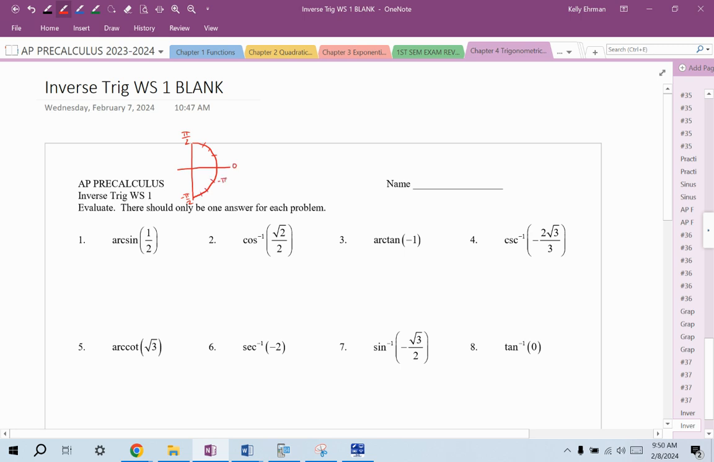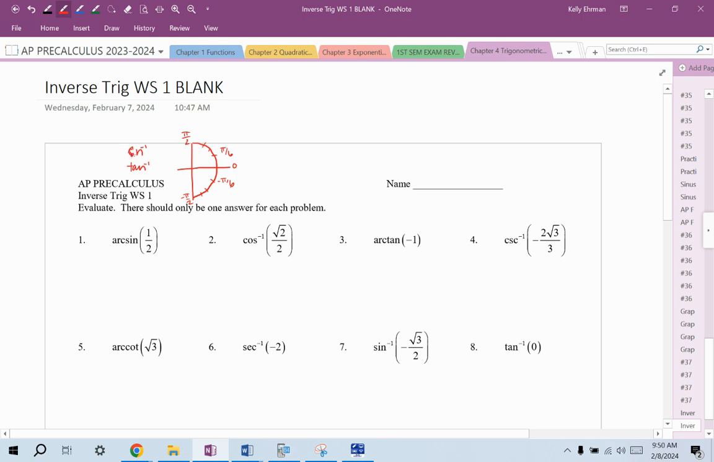But keep in mind, this is negative pi over 6, not 11 pi over 6. This obviously is pi over 6. So I just usually give myself that reminder. And these are the possible answers. This is the half of the circle we're allowed to select from for arc sine and for arc tangent.